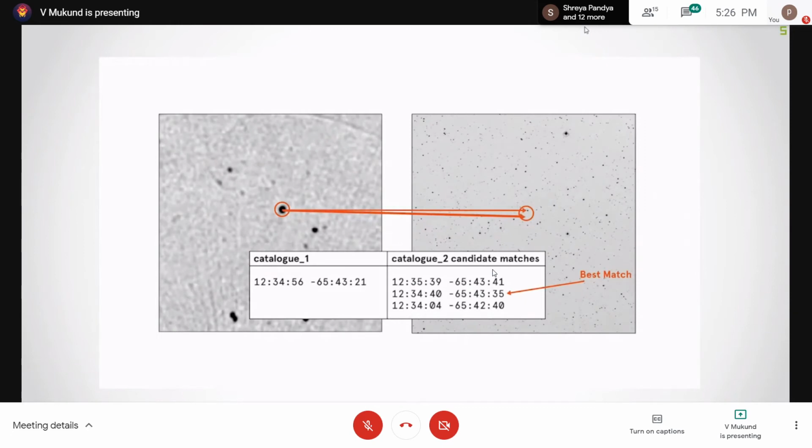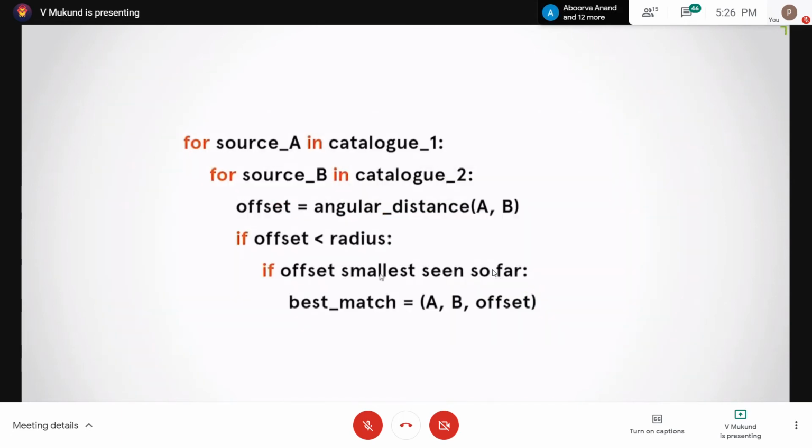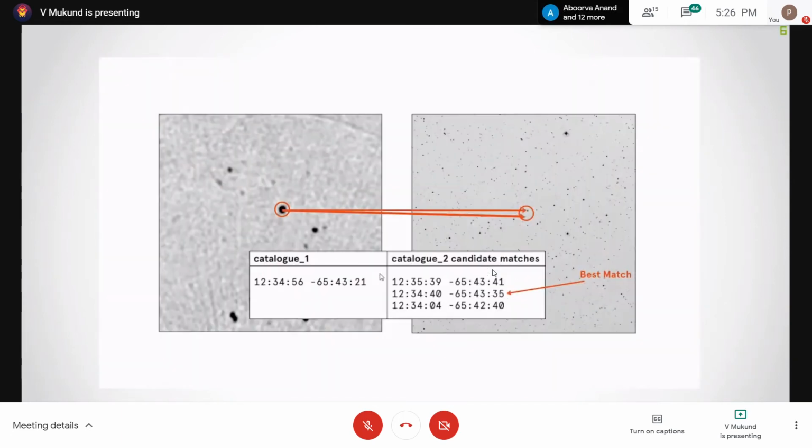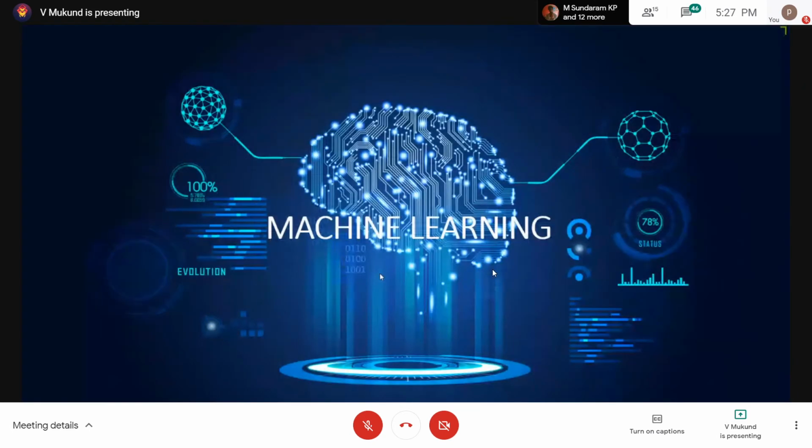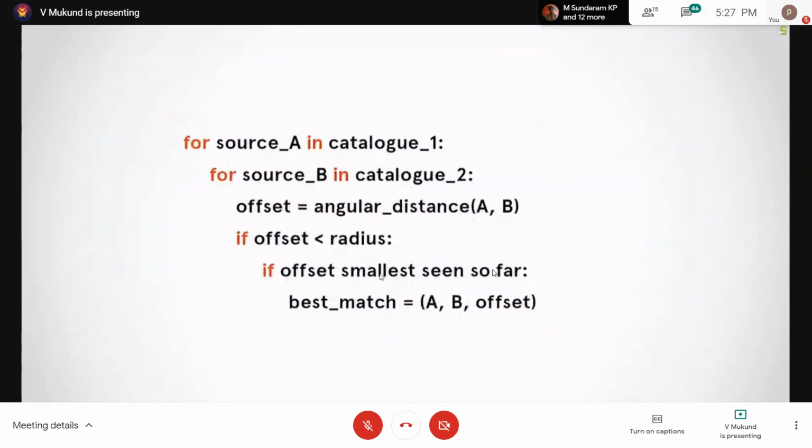So in this graph, we see this is galaxy A, and this is galaxy B. So how do we actually calculate the distance between the two galaxies? In the first catalog, we see a detection of galaxy A that shows the local coordinates 12, 34, and 56. These are the coordinates. And in catalog 2, we see 3 detection candidates. But then what we do here is, with the given program, for source A in catalog 1 and source B in catalog 2, we try to calculate the offset. Offset is nothing but the distance between the galaxies.